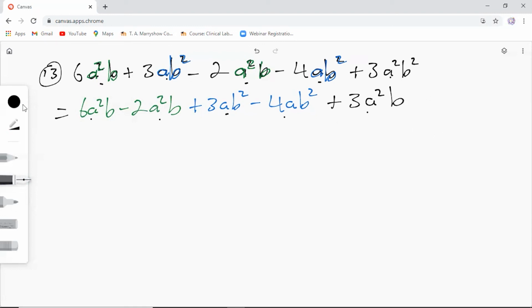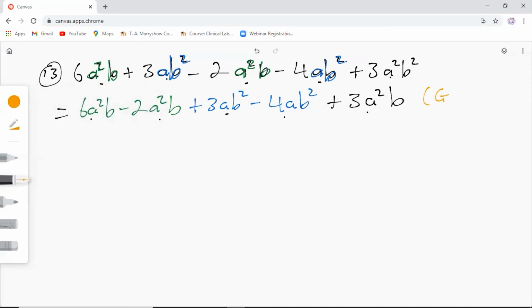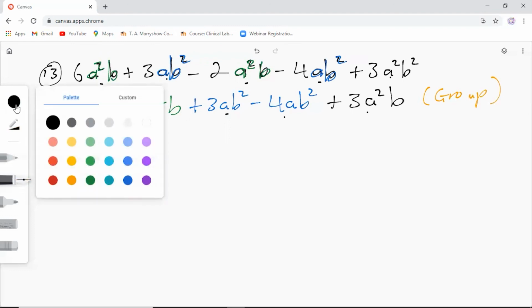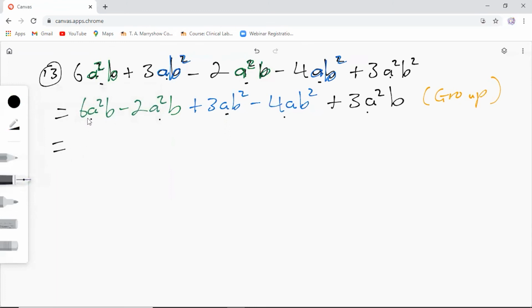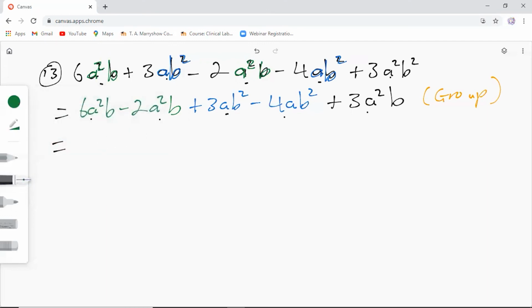So in that step here, what we did was group our like terms. Now we need to simplify. So we say 6a squared b minus 2a squared b. Both terms have the variable a squared b, so we could just subtract 2 from 6 to get 4. So we get 4, and then we bring down the variable a squared b.